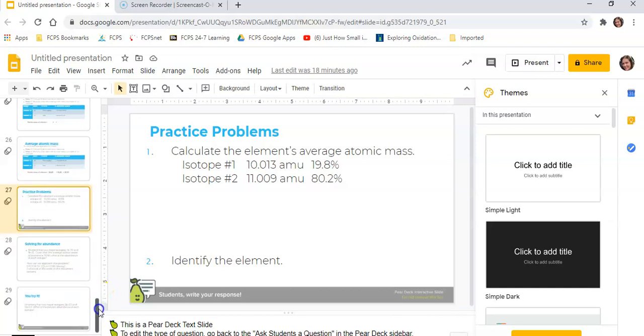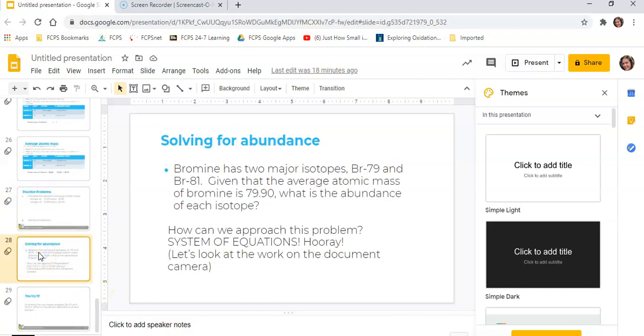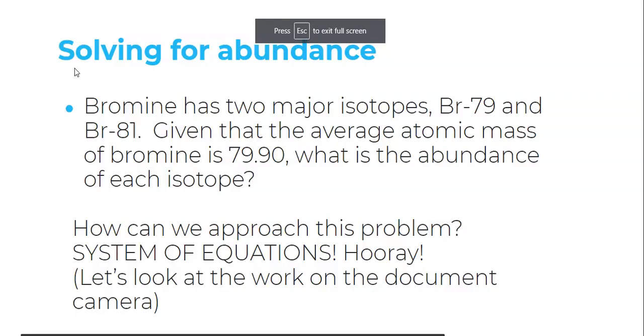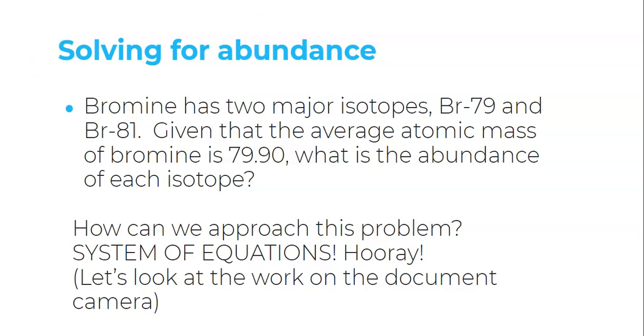Okay, last piece of this is that so far we've used the abundance to find the average atomic mass, but realistically, the average atomic mass is given on the periodic table. So a more interesting problem is to solve for the percentage abundance given that mass. So let's look at an example. Bromine has two major isotopes, 79 and 81. And we know that the average atomic mass is 79.90. So what is the abundance of each isotope?